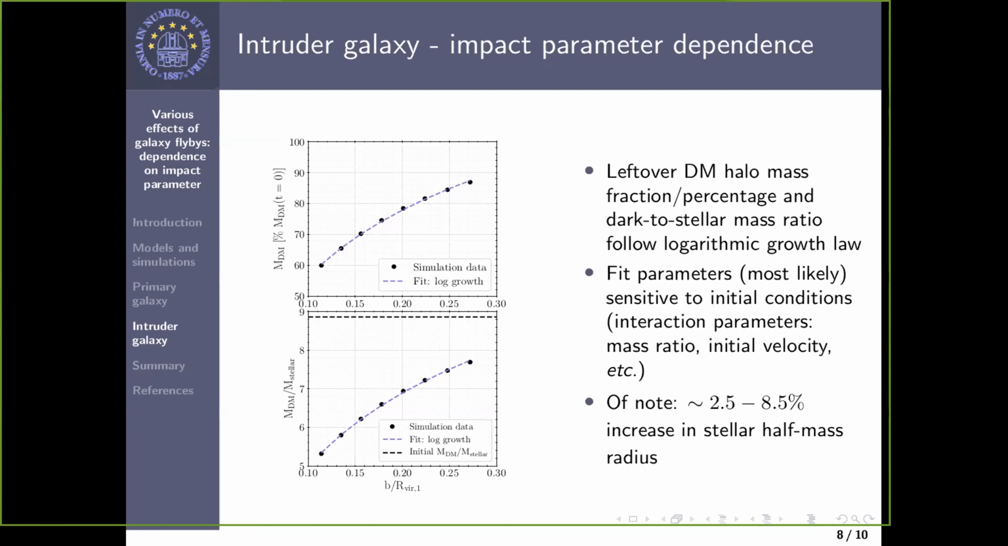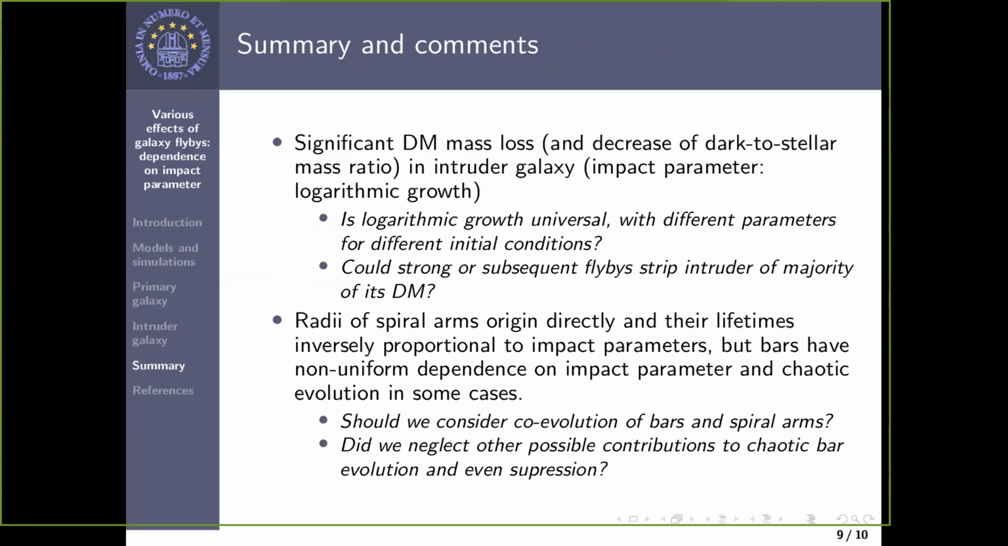I mentioned that the stellar component doesn't change much, but there is a slight change in stellar half mass radius, although it's not as significant, since in the most extreme case, it increases by less than 1 kiloparsec. So, to summarize, we found that the intruder experiences significant dark matter mass loss, and consequently a decrease of the dark to stellar mass ratio, and that the stellar component remains unaffected, and that it shows logarithmic growth with impact parameter.